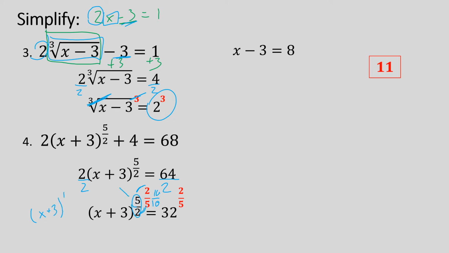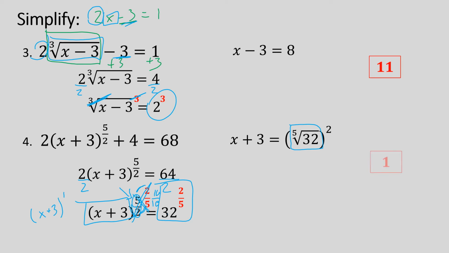So we just take this fraction, we flip it upside down, we raise both sides to the reciprocal there. These guys cancel each other out. We have this left over on the left, x plus 3 equals 32 to the 2/5 power. Now I rewrote that as the 5th root of 32 squared, because I can figure out what the 5th root of 32 is. It's 2. If I actually broke it down, I would see a bunch of 2's. So 2 squared equals 4, and then subtract that 3 over to get a 1.